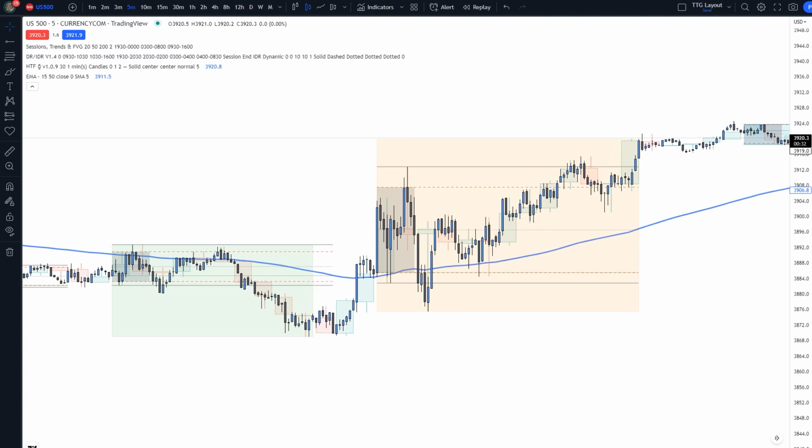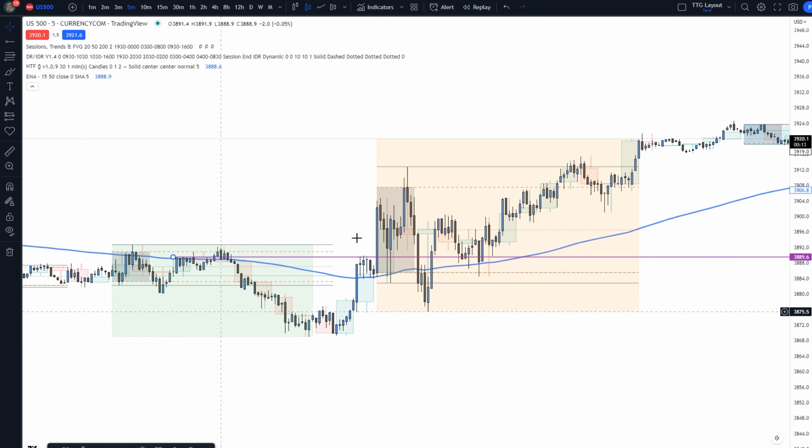Okay, but let me show an example now where the DR rule didn't work. Here we see a break of the RDR low, and according to the rule we would have to wait for the price to come up and then go short, which leads to a loss in this case. No matter where I enter short, I'm stopped out. But why is this? Have a look at the setup.